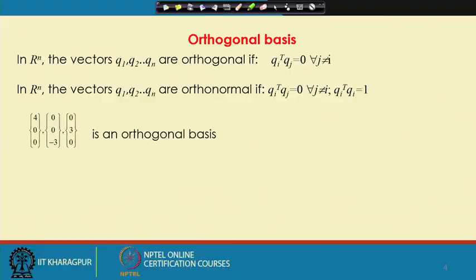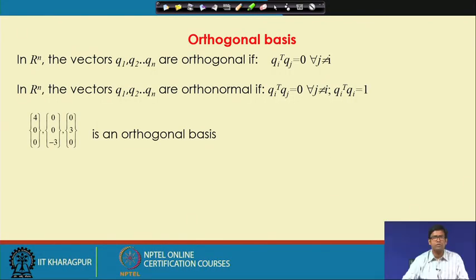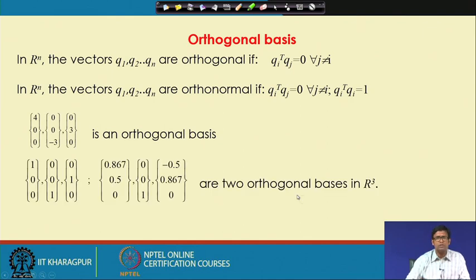So, we can see some of the exercise examples, like (4, 0, 0), (0, -3, 0), (3, 0, 0) is an orthogonal basis. However, length of the first vector is 4, second is 3. So, they are not orthonormal. In (1, 0, 0), (0, 1, 0), (0, 0, 1), this is an orthonormal basis. This one, with entries like 0.866, 0.5, and -0.5, 0.866, they are an orthogonal basis as well as they are orthonormal.